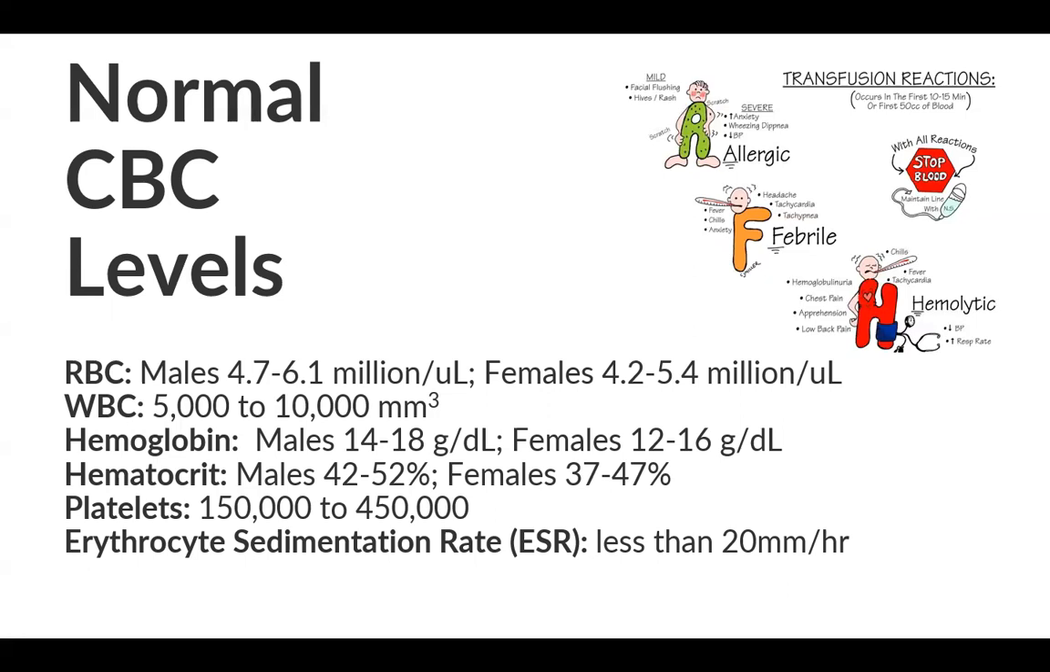Okay, so this was my little summary of normal CBC levels: your RBCs, your red blood cells, your WBCs, which are your white blood cells, your hemoglobin, hematocrit, your platelets, and your erythrocyte sedimentation rate. It's really important that you understand the why of what this actually means. Yes, you need to know the skill on how to actually draw the blood, but you also need to know the why. I challenge you when you go to your clinical settings and you look at your patient's blood work, pay close attention to these values and see what the patient actually looks like if there are any abnormalities or any of these values that are out of range.